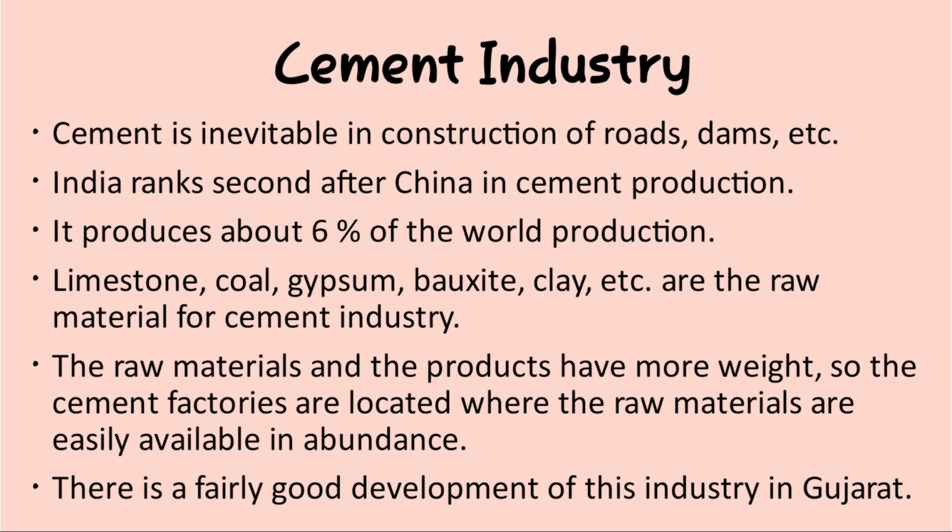Limestone, coal, gypsum, bauxite, clay, etc. are the raw materials used for producing cement. The raw materials of cement and hence the cement are quite heavy in weight. So, the cement factories are located where the raw materials are available easily and in abundance. In Gujarat, the cement industry has developed quite well.